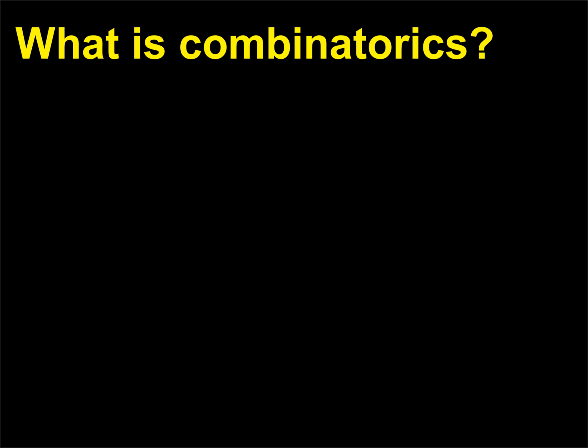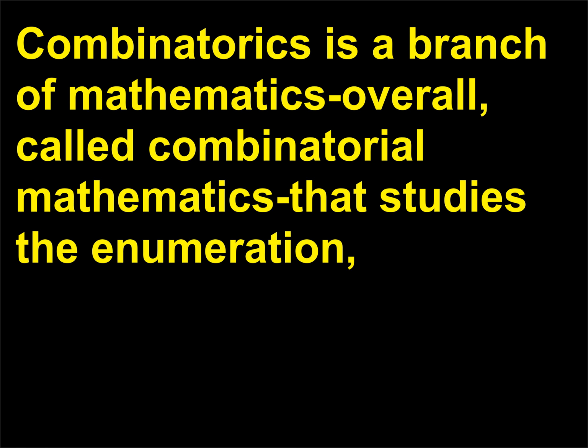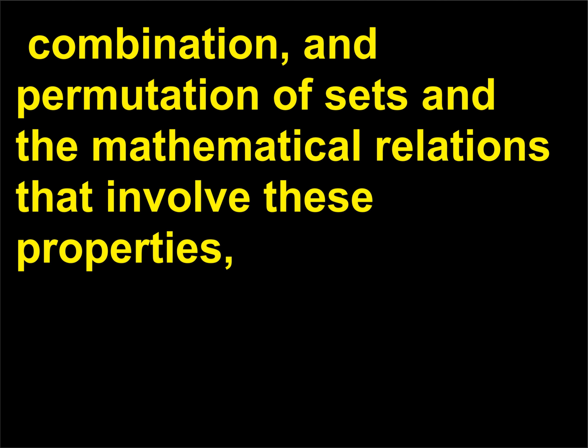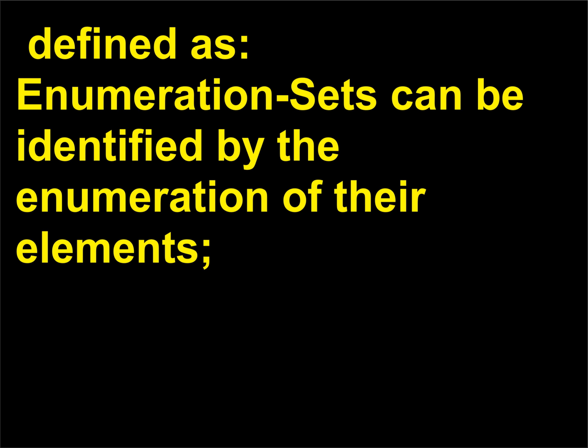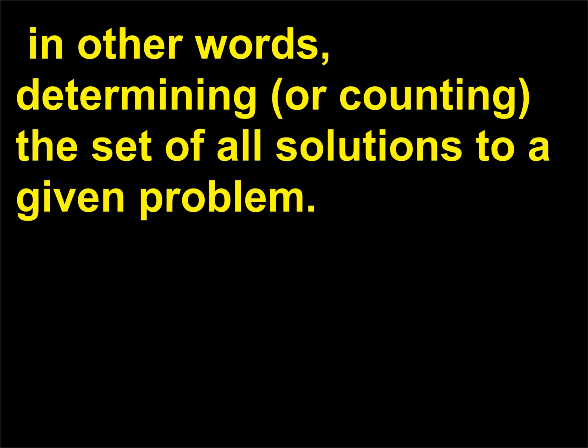What is combinatorics? Combinatorics is a branch of mathematics overall, called combinatorial mathematics, that studies the enumeration, combination, and permutation of sets and the mathematical relations that involve these properties. Defined as, enumeration sets can be identified by the enumeration of their elements. In other words, determining, or counting, the set of all solutions to a given problem.